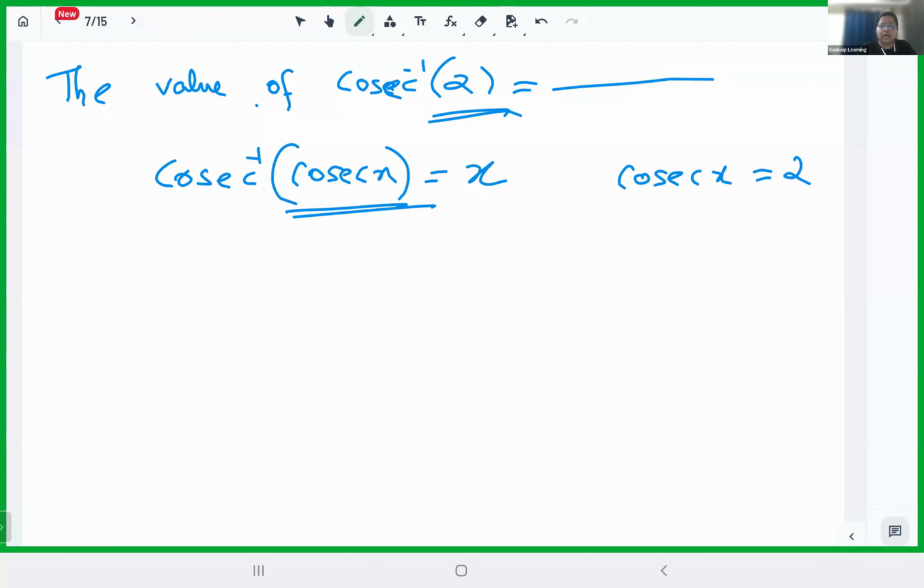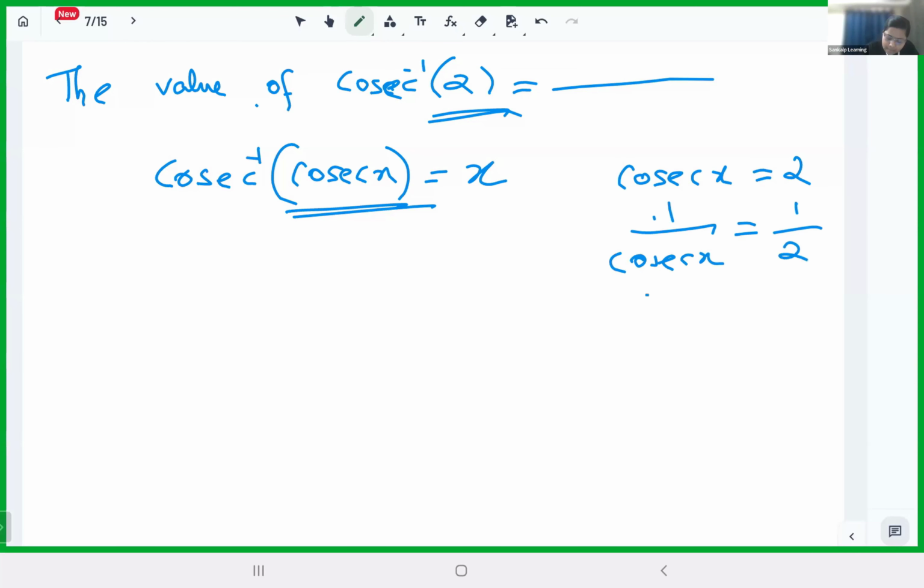How will you find the value of x for which cosec gives you 2? We will think of it in the reverse manner. That is, you consider the reciprocal. Since we don't know the standard values of cosec, we know the standard values of its reciprocal sine, isn't it? So you think about its reciprocal. That is, 1 by cosec x is equal to 1 by 2. What do you mean by 1 by cosec x?